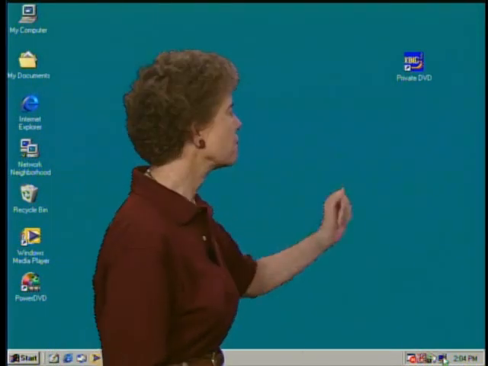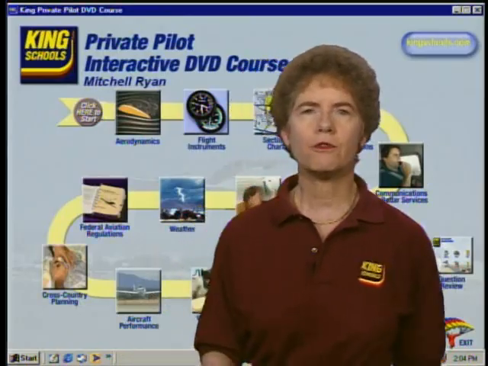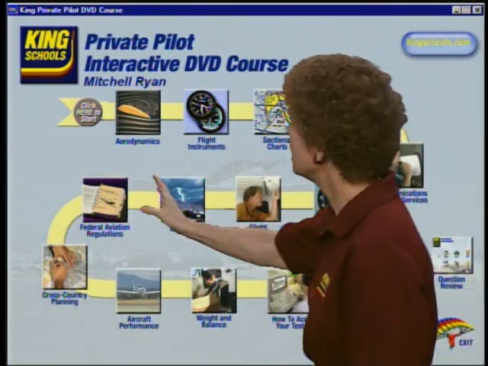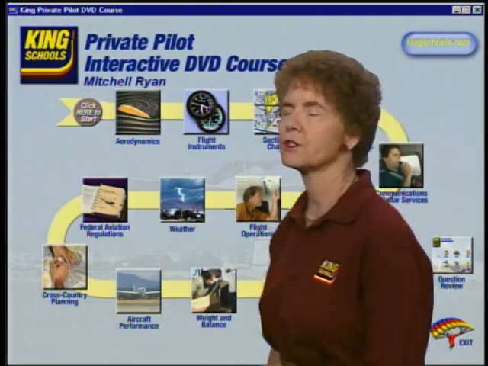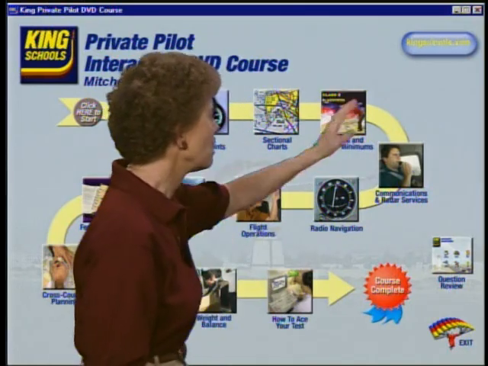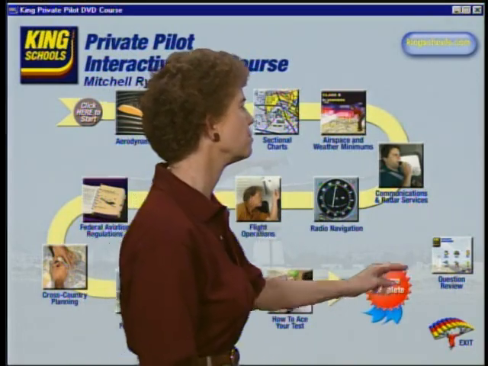When you start your interactive DVD course, you'll get the main menu screen. The main menu screen is where you'll see the picture icons for each of the King subject areas and also the question review icon. We recommend you follow this path to complete your Private Pilot Interactive DVD course, and then use the question review to prep for your FAA knowledge test.